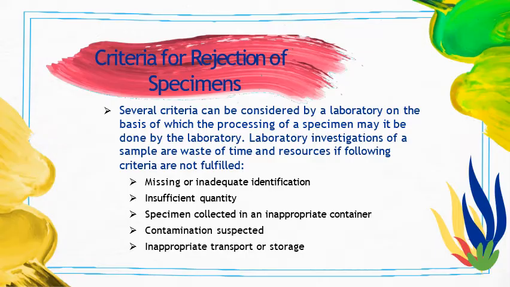Sometimes these are the reasons why we don't get what we want to see, or the result we want. So all the samples we collect should be sufficient. Now, specimen collected in appropriate containers. For example, you have your blood tubes, then the stool container.